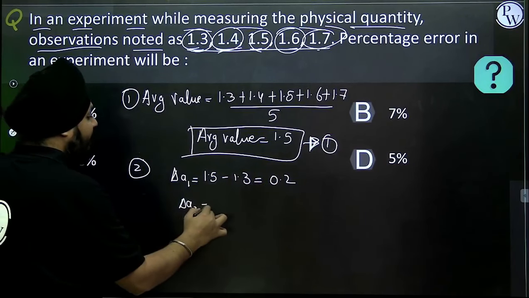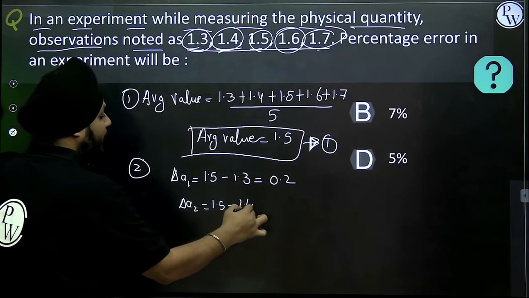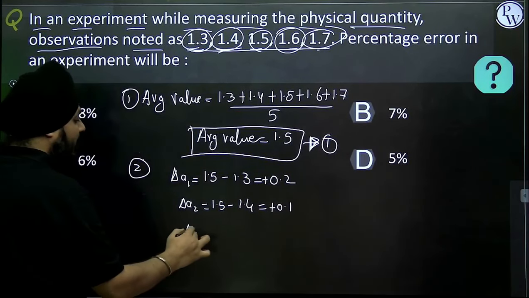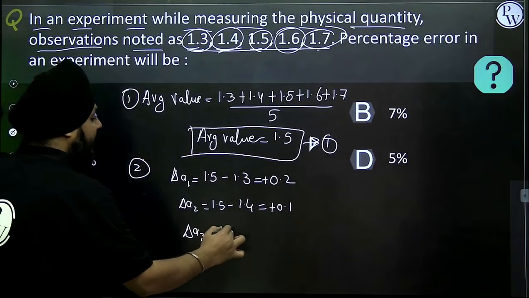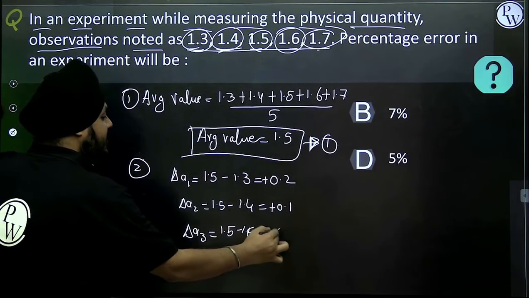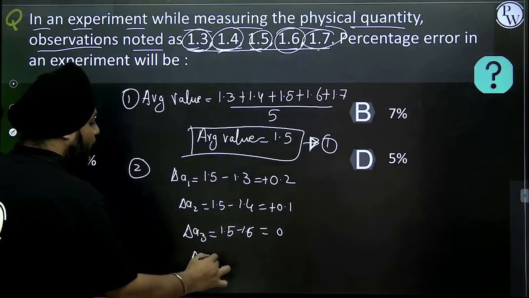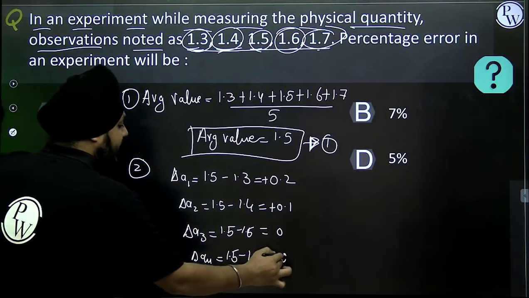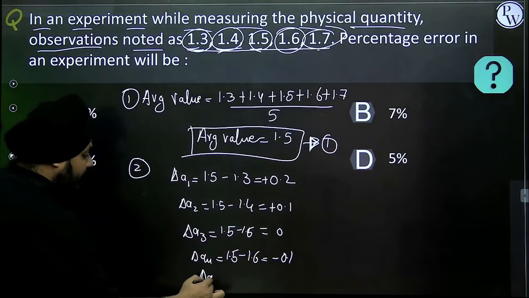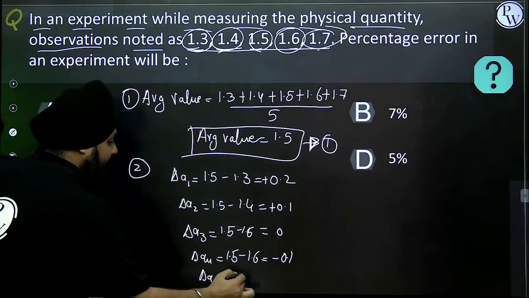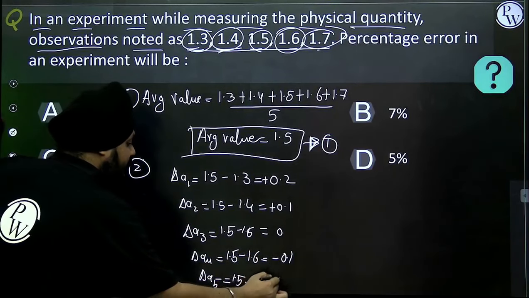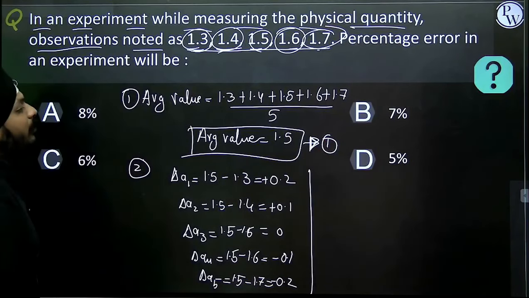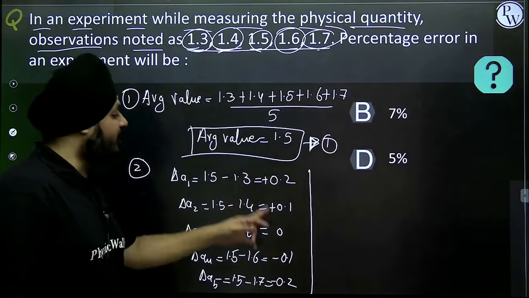Second absolute error, 1.5 minus 1.4, is positive 0.1. Third, 1.5 minus 1.5, is 0. The fourth absolute error, for the fourth observation, 1.5 minus 1.6, is negative 0.1. Fifth observation, 1.5 minus 1.7, is negative 0.2. Absolute error can be positive, can be negative, can be 0. Same thing: positive, 0 and negative.